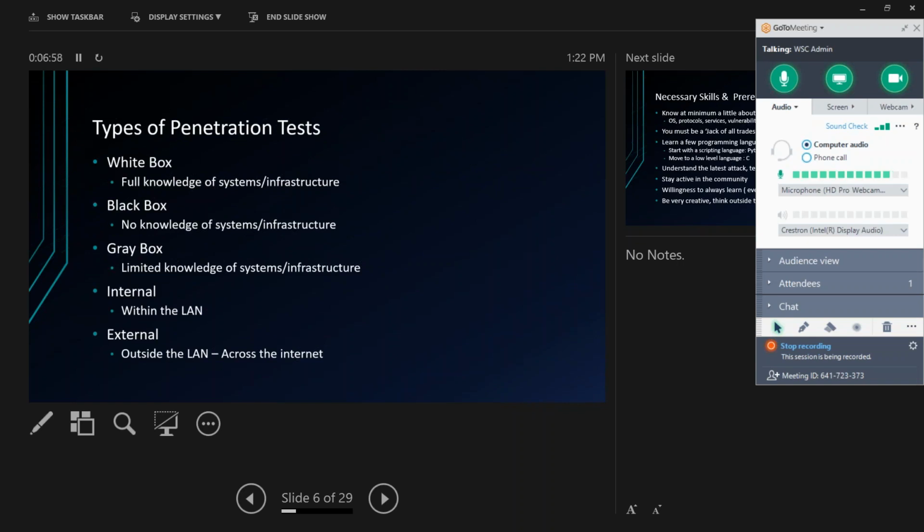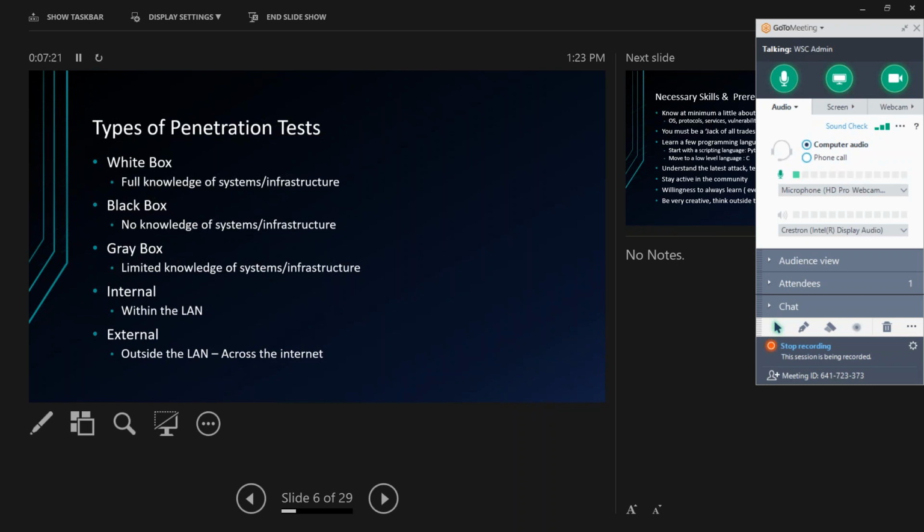So there's a variety of different pen tests. So you have your white box pen test where you have full knowledge of the network, the systems, the environment. They'll give you IP addresses. They'll give you host names. They'll give you network diagrams. They'll give you configurations. They'll give you host information, whatever you want, application information, source code, whatever it is. So you have full knowledge of the organization.